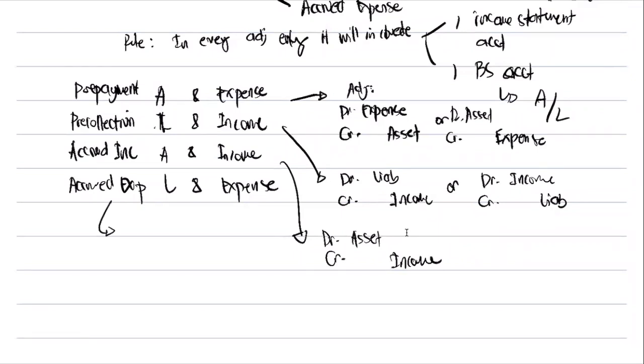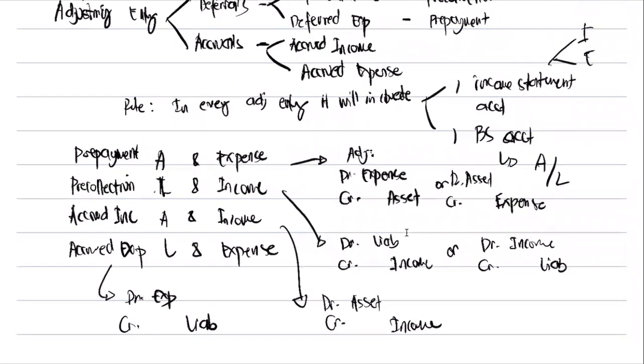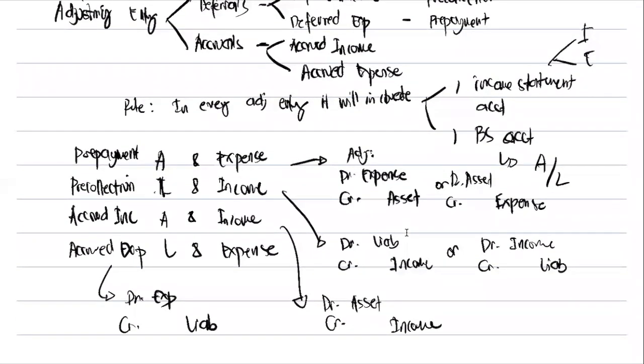How about in your accrued expense? What is your pro forma journal entry? We debit an expense and a credit to liability. Okay, so here again, we have your different types of adjusting entry, and we look at the account titles or accounts that we will use in the adjusting entry, whether it is a deferral or an accrual. And then we also see that we have these different pro forma entries for your prepayment, pre-collection, accrued income, and accrued expense. In your prepayment, you just debit an expense and credit an asset, or debit an asset and credit an expense. Sir, what are these entries again?